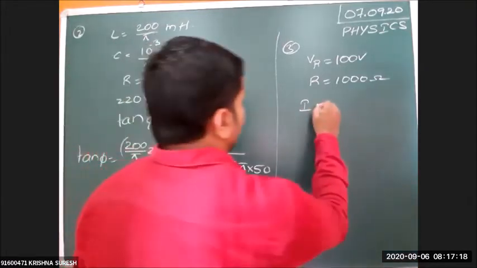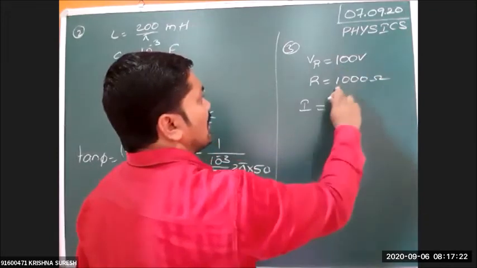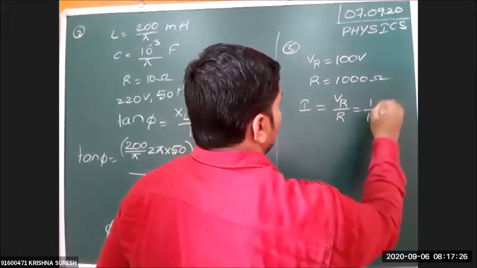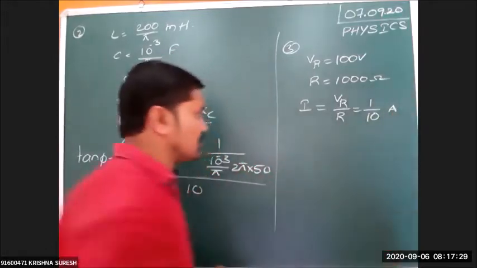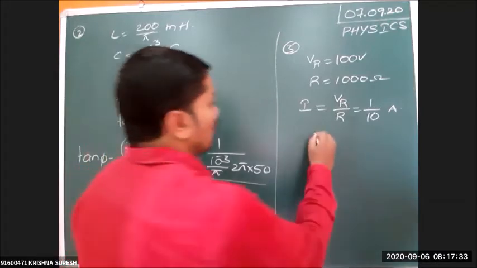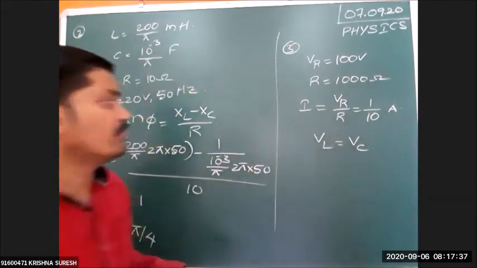So here I can be written as VR by R. VR value how much? 100. R value 1000. So how much you will get? That is 1 by 10, means 0.1 amperes. But he gave you VL. He gave you condition that VL is equal to VC.